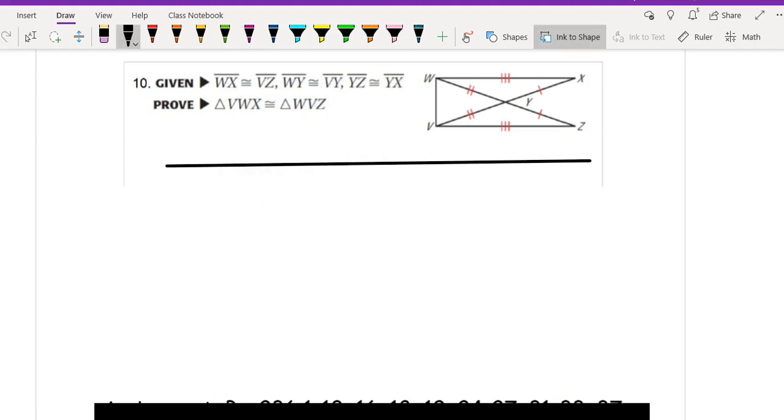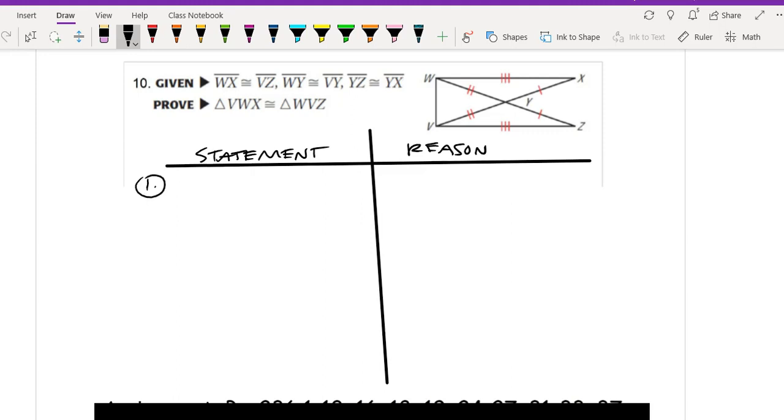Make a table for this proof. Again, on the left side, we're going to do a statement. And reason. All right, just like always, reason number 1, given. That rhymes with 1, right? Given.